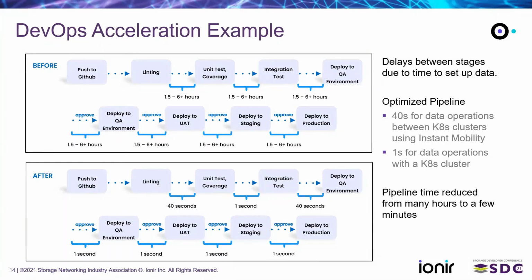Now I want to take you through an example of DevOps acceleration using the capabilities that are enabled by name-based metadata. If you look at the pipeline on the top, the delays between the stages are due to data setup times. In the optimized pipeline, the 1 second time is for a data operation within a Kubernetes cluster using the ability to clone to an arbitrary point in time. And the 40 seconds represents an operation using instant mobility across Kubernetes clusters. Prior to the optimizations, data delays amounted to many hours in the pipeline. After optimizations, data operations are completed within a few minutes in the pipeline.